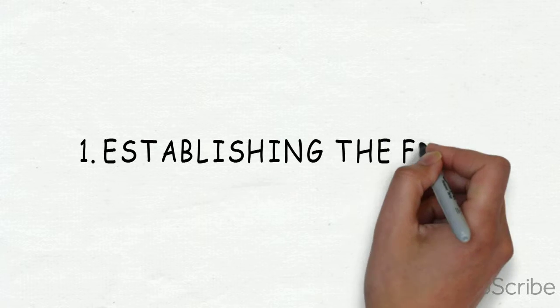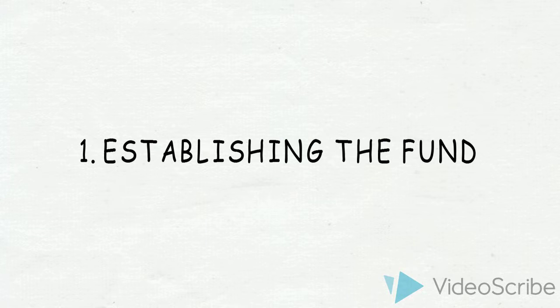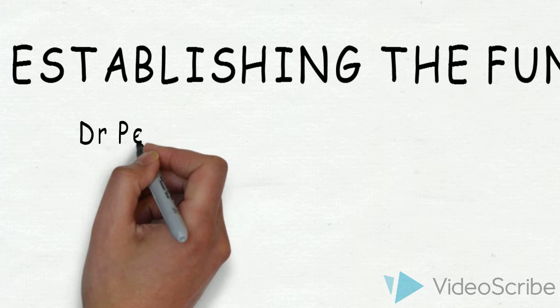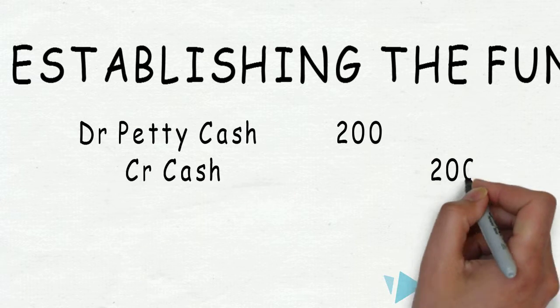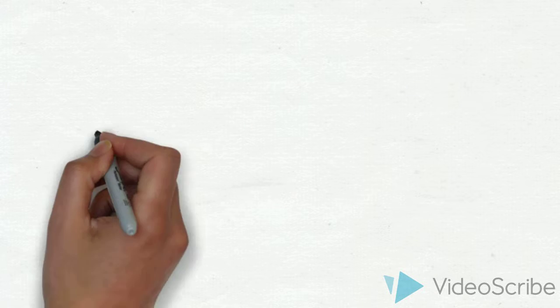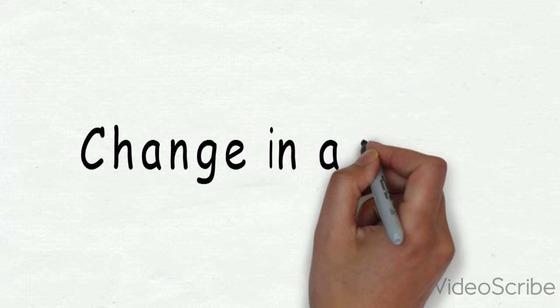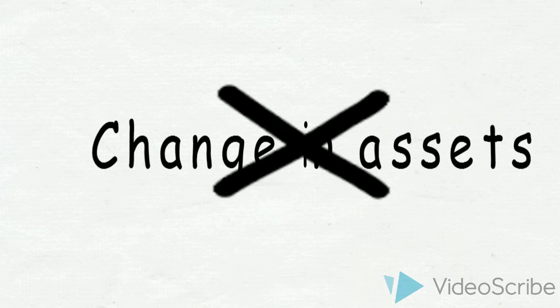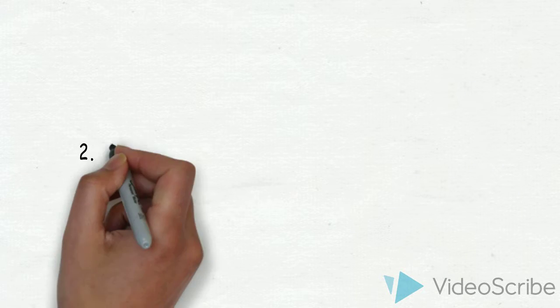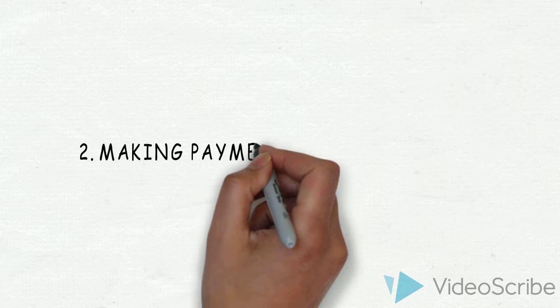Step 1. Establishing the fund. The first step is to establish the petty cash fund. For example, to establish a $200 petty cash fund, we debit petty cash and credit cash. As the money hasn't actually gone anywhere, there is no change in assets until we replenish the fund in Step 3.